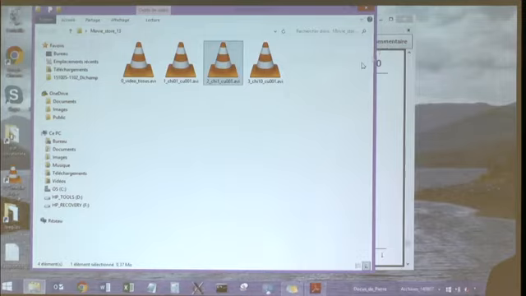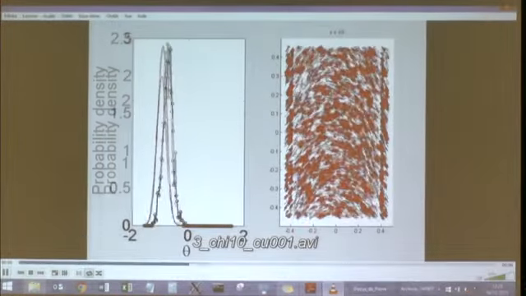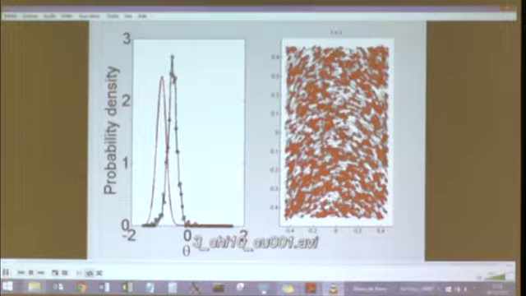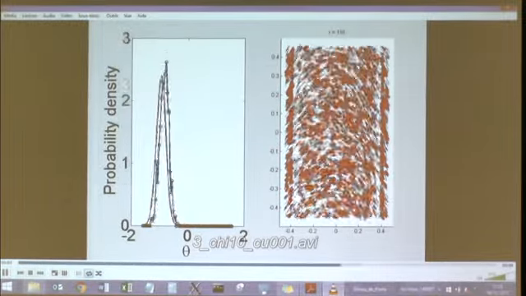And finally, the very large crosslink concentration. And again, you have quite good agreement with statistics of orientations. Yeah. So I'm finished.